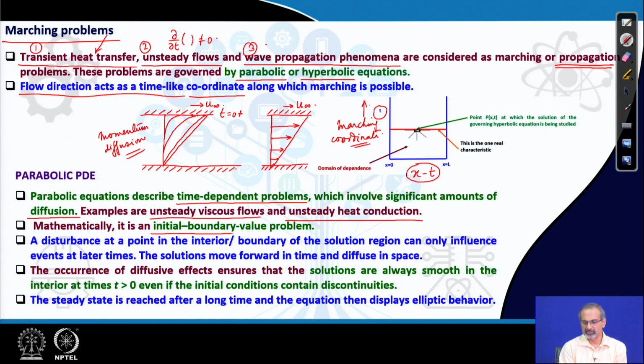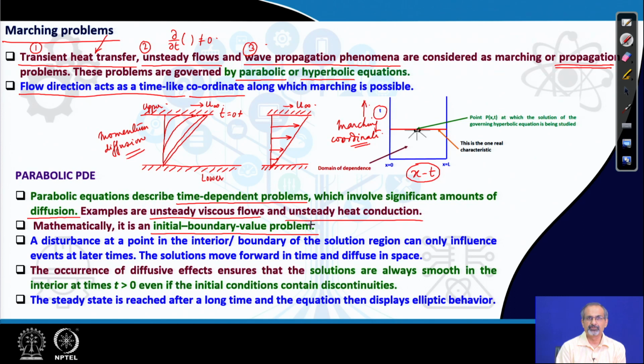Mathematically, it is going to be an initial boundary value problem, like we saw over here, that there is an initial condition from where the whole problem starts evolving, and it evolves based on certain boundary conditions which you set at the lower and upper walls. Therefore, it is an initial as well as boundary value problem. When you look at disturbances, the disturbance at a point in the interior or boundary of the solution region can only influence events at later times. The solutions move forward in time and diffuse in space.